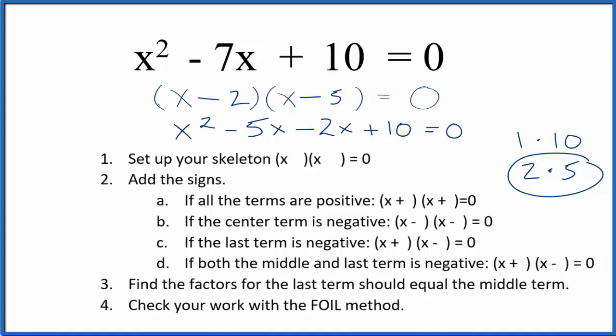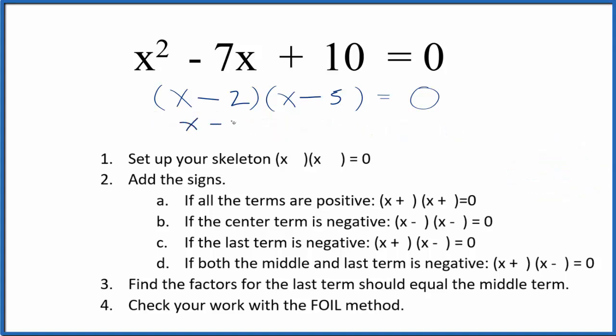Now let's find the values for x here that'll make it a true statement. So we could say x minus 2 equals 0, so x would equal 2. And if we put a 2 in for each x here, and we did the math, 2 squared minus 7 times 2 plus 10, all that adds up to 0.